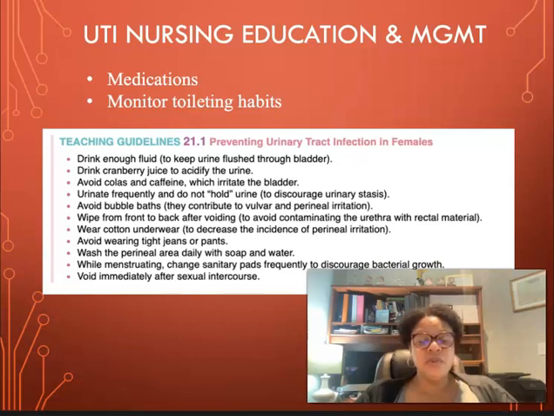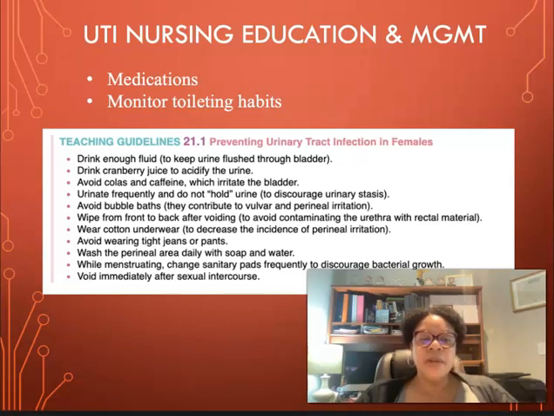Avoid wearing tight jeans or pants, no skinny jeans. I laugh at that because that really does contribute to UTIs. It's a long story, but wearing tight clothing is not really good when you're trying to prevent UTIs.